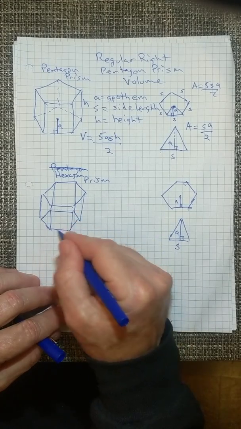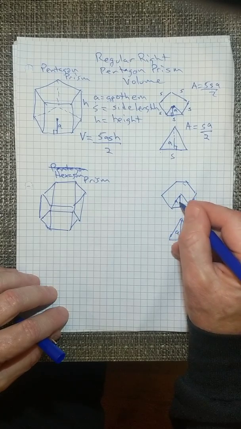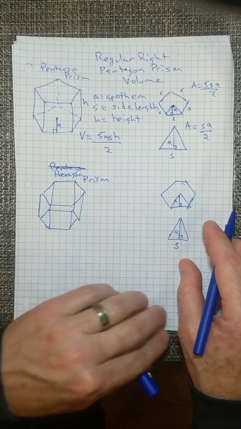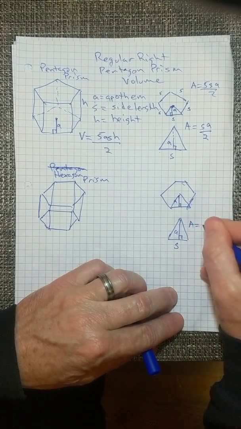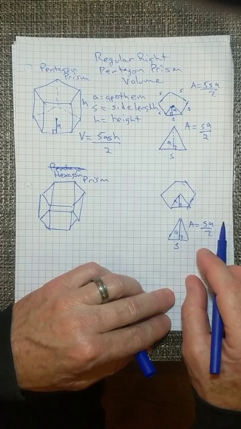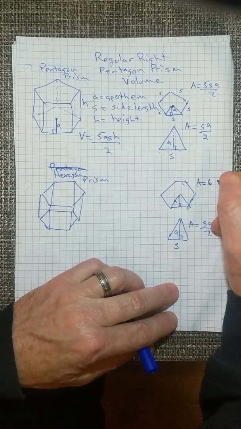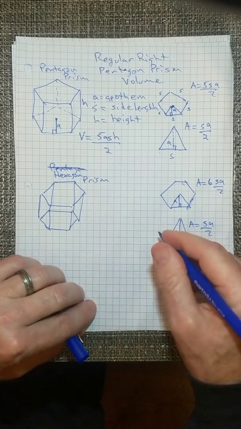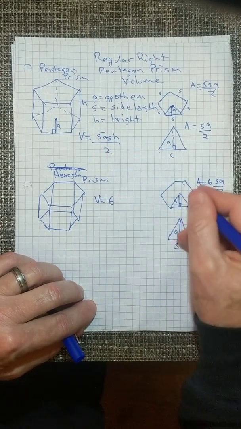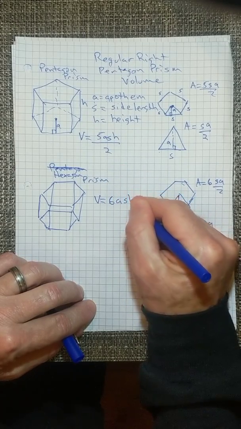Same trick. You're pulling out the base. You're creating this triangle over here with this apothem, that little altitude of A. You're taking a triangle. It's still S, the side length, right? And so you get the area here is S times A over 2. And now, since it's a hexagon, how many sides? 6. So the area of the hexagon here is 6 times S times A over 2. And so then our volume is, instead of 5 now, 6 of these triangles times the apothem times the side length times the height over 2.